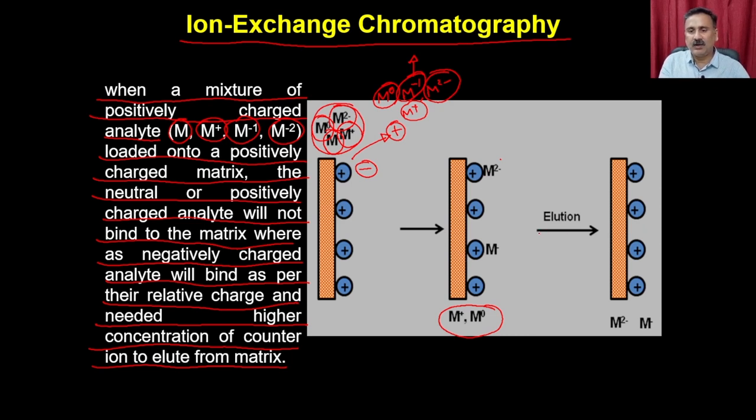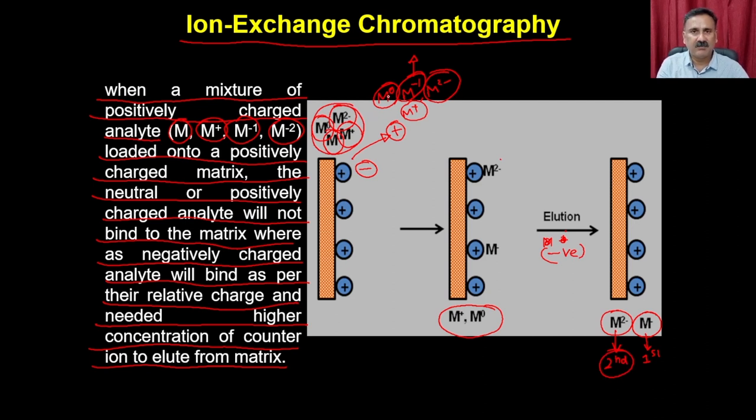And when you are going to elute the small amount of the counter ions, for example, in this case, the negatively charged ions are going to elute M-1 first, because the strength of M-1 to the matrix is lower. So it will come out first, and M2- is going to have higher strength, so it is going to come out second.